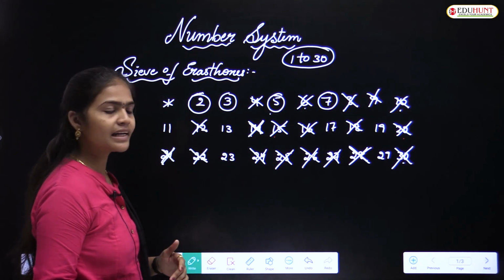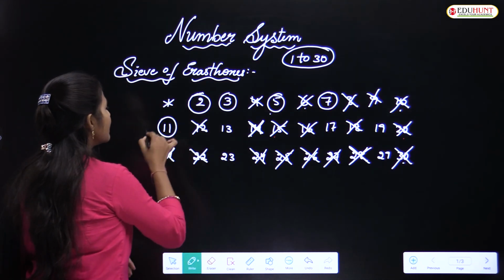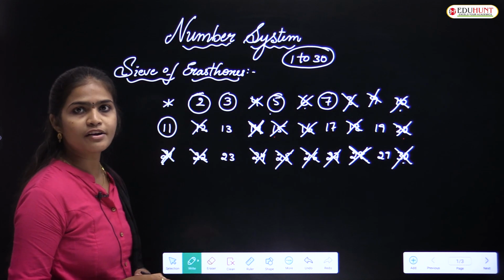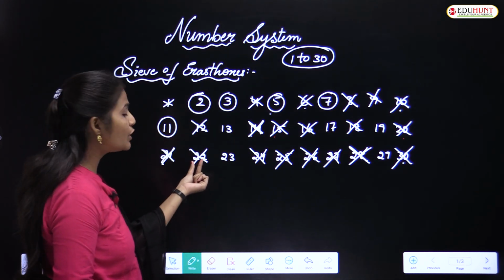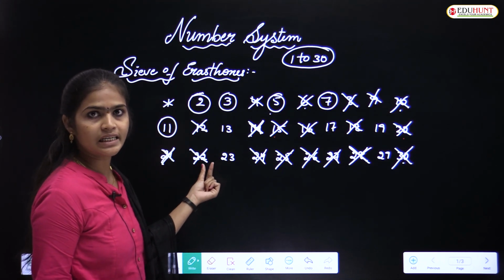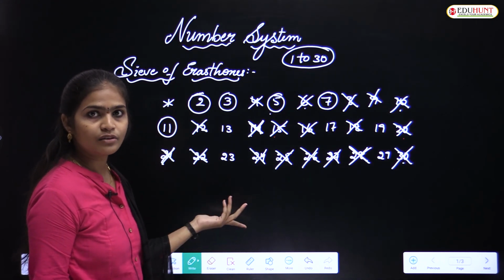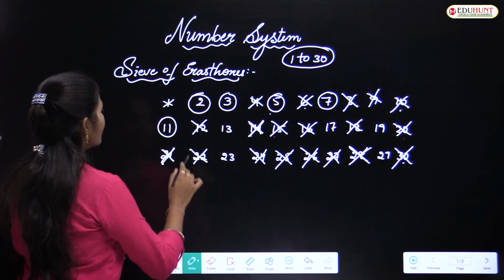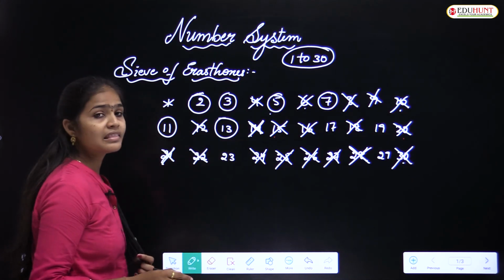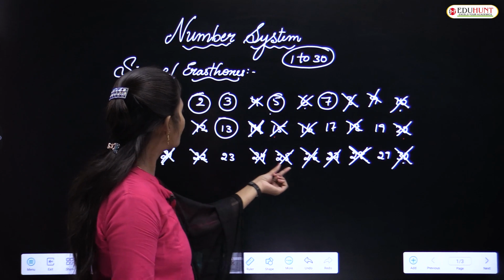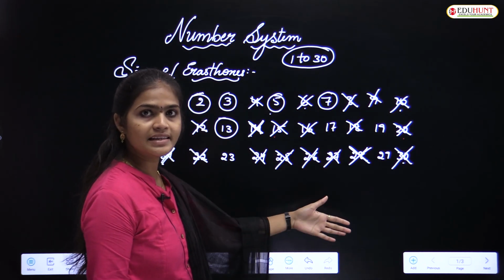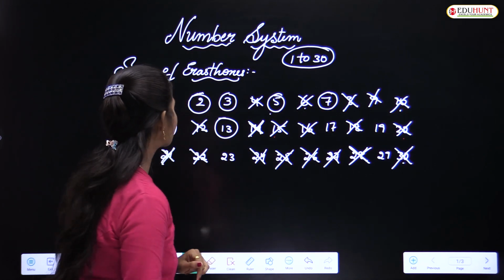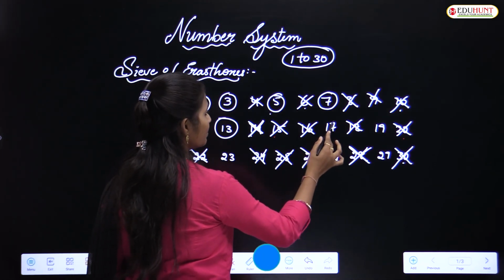Now come to the second line. Here the starting number is 11, so start from 11. You know the 11 table, right? 11 ones 11, 11 2s 22, already completed, leave that. 11 3s 33, not given, so leave it. Next the 13 table. 13 ones 13, 13 2s 26, completed already, so leave it. 13 3s 39, not given, leave it. So the leftover is completed.